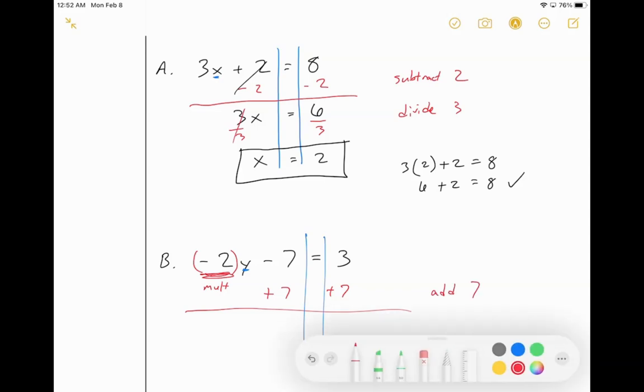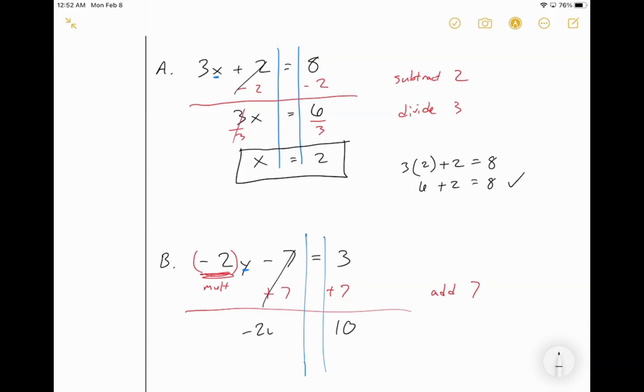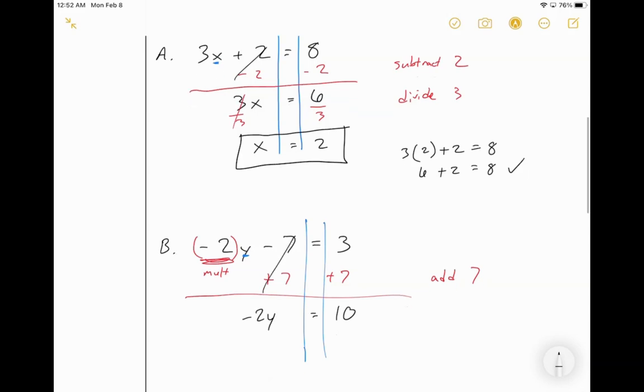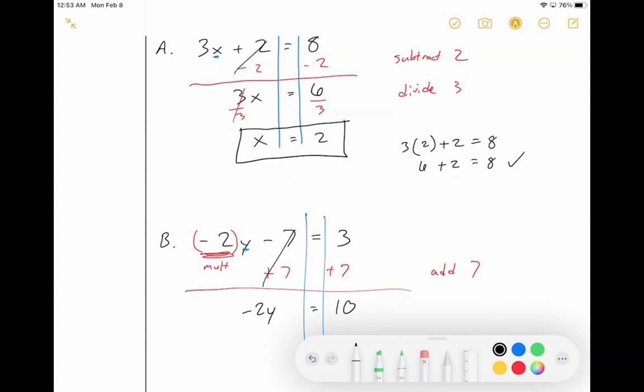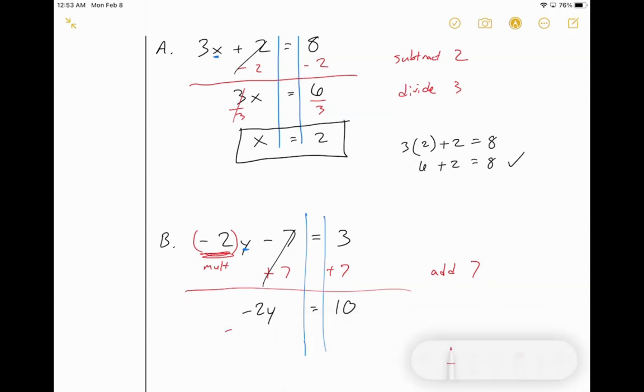All right, on both sides. So that gives me 10 over here. That cancels out. That gives me a negative 2y is equal to 10. And then again, this is multiplication, so my last step is going to be division. So I'm going to divide by negative 2. I'll use the division sign here.